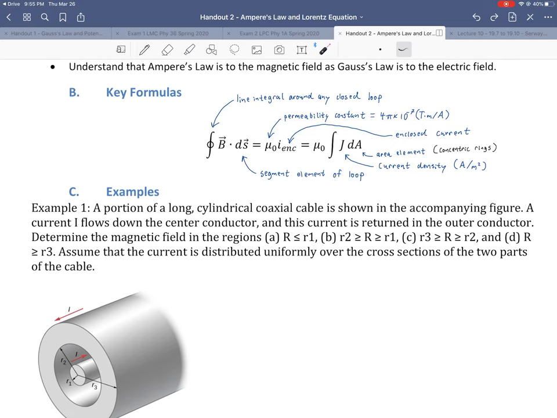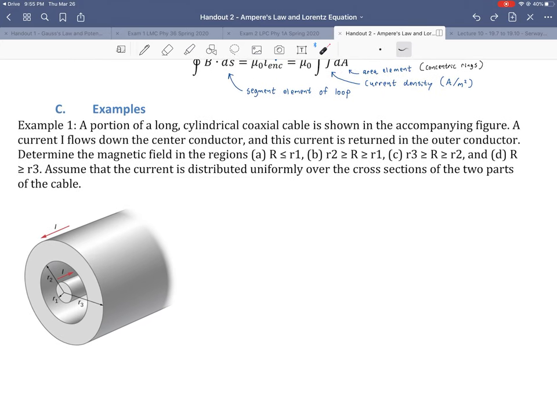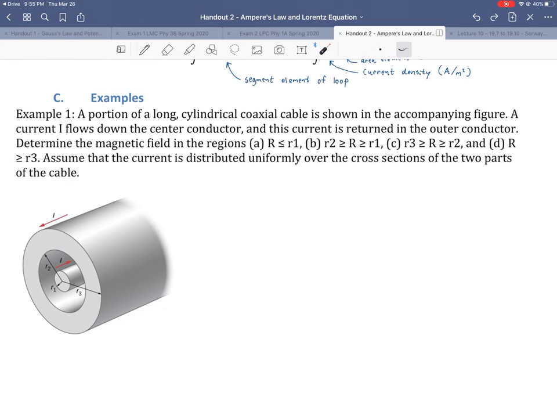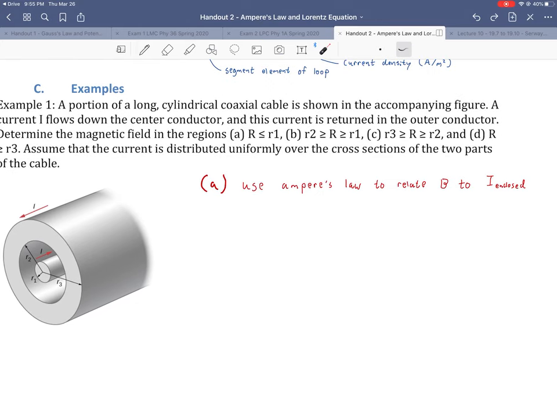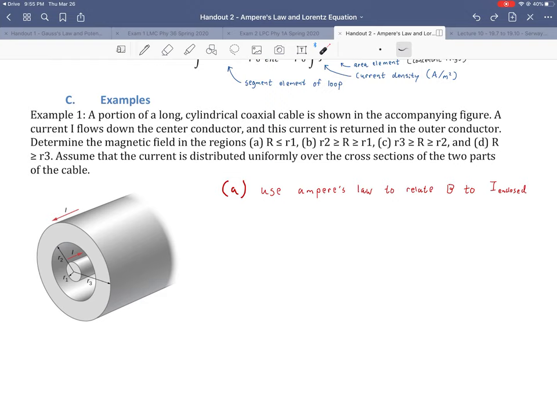So let's take a look at the first example. The first example doesn't really involve too much calculus, and if you're in my Physics 36 class, you've seen it before, but it's just a really important introduction to what Ampere's law is really used for. So it's a good place to start. Okay, so let's look at the problem.